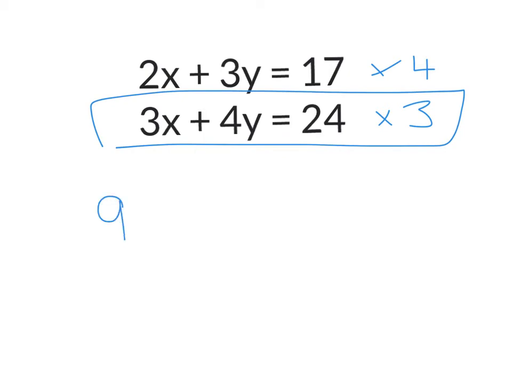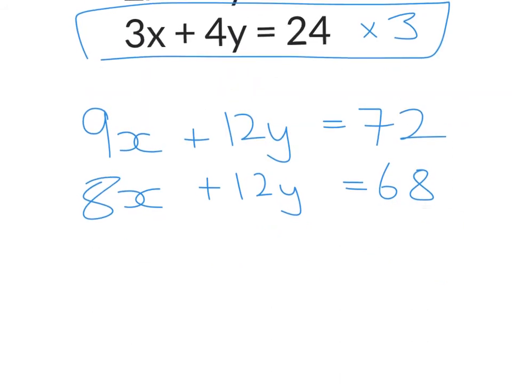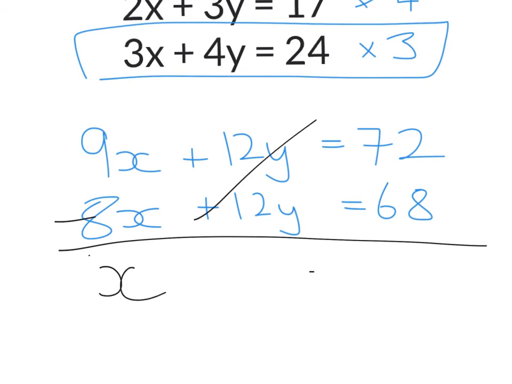So that's going to give me 9x plus 12y equals 72. And then the top one's going to give me 8x plus 12y equals 68. Okay, doesn't matter which one's at the top, but I decided to do it this way just so as I had 9x on top. So now because I've got the same amount of y's and they're both positive, I'm going to take them away. Okay, so 9x take away 8x just gives me 1x. The 12y's cancel. And 72 take away 68 is 4.